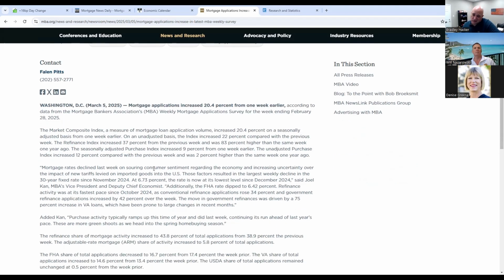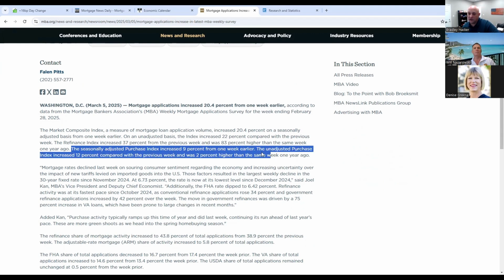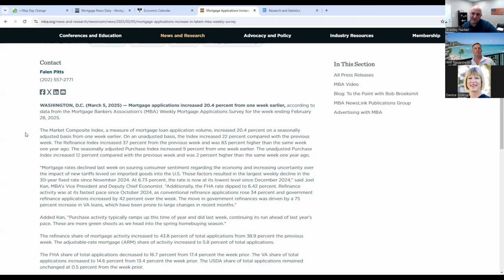So this was this week's report. Again, they publish it every Wednesday. Seasonally adjusted purchase index was up 9% week over week. So that's a good thing. And then we're seeing loan applications up 2%, which isn't crazy higher than where they were last year, but they are higher than where they were last year, and that's a good sign given where we are in time of year. We are still in our winter months, in what would be considered off-peak season.